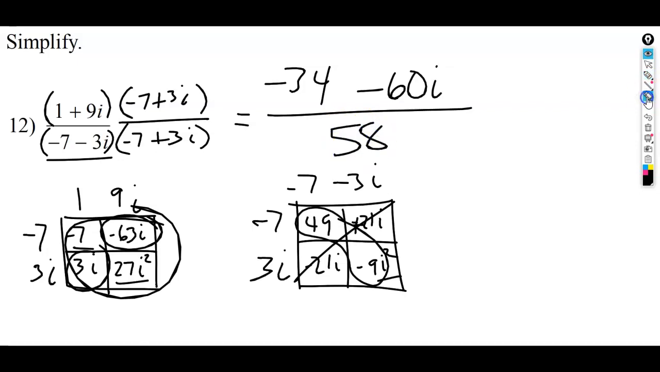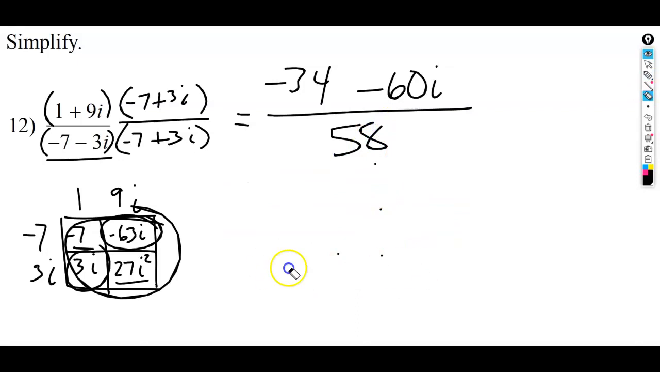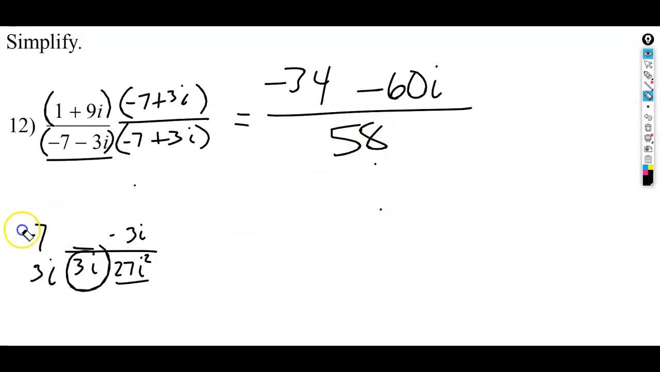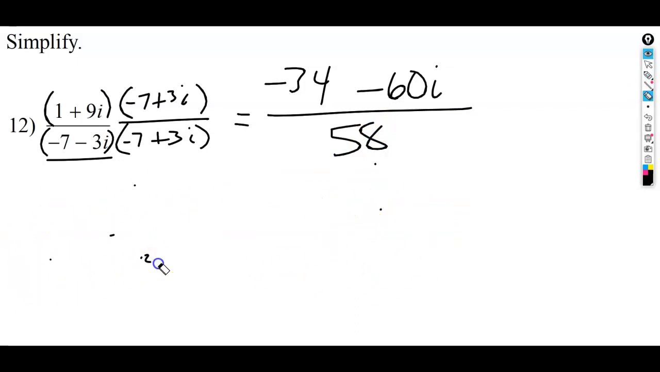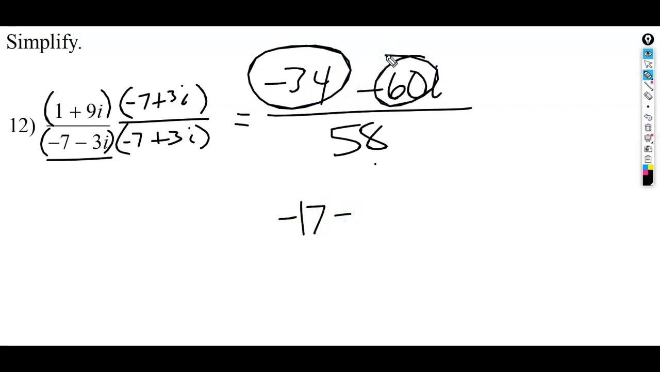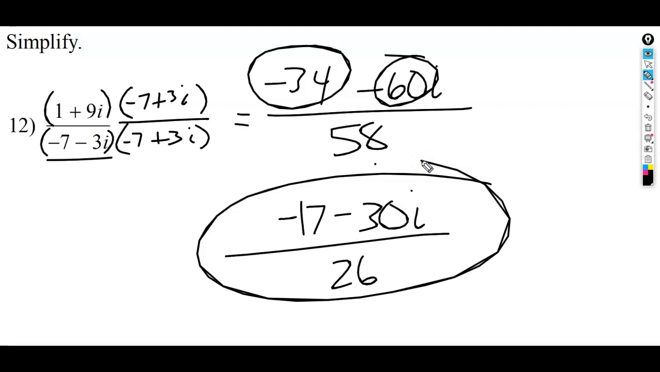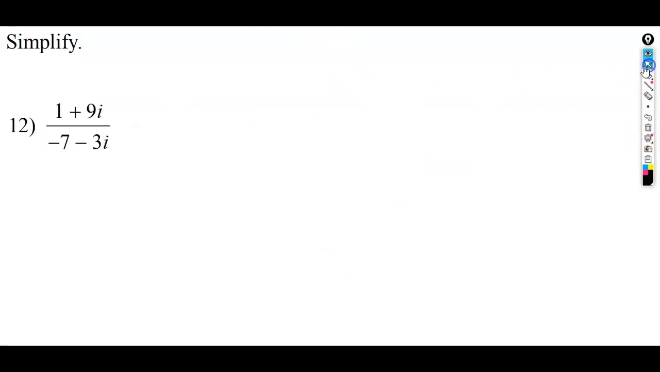Now in this case, we do have something we could divide out of all three of those numbers. They're all even, right? So I know I can reduce by 2 at least. So let's do that. 2 goes into 34 17 times. 2 goes into 60 30 times. It goes into 58 29 times. Nothing else reduces out, so we're good to go.